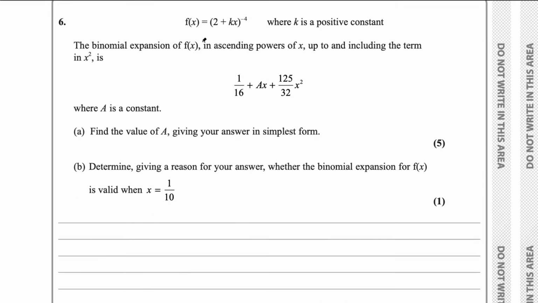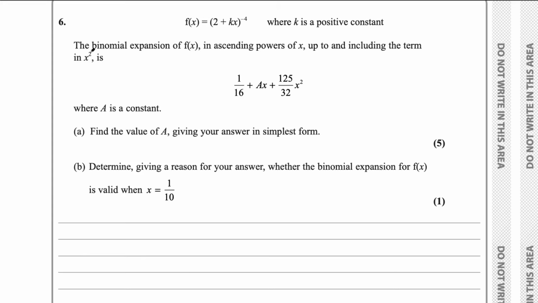Question 6 gives us a function f of x equal to 2 plus kx to the power of -4, where k is a positive constant, and it says the binomial expansion of f of x in ascending powers of x up to and including the term in x squared is 1 on 16 plus ax plus 125 on 32x squared, where a is a constant. And part A says find the value of a, giving your answer in simplest form.